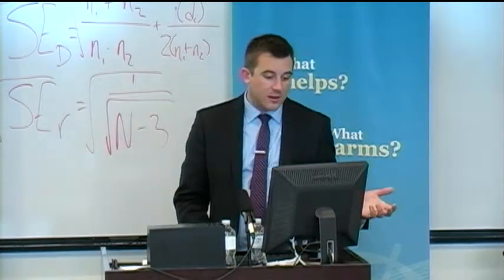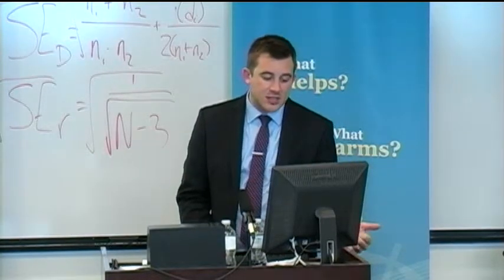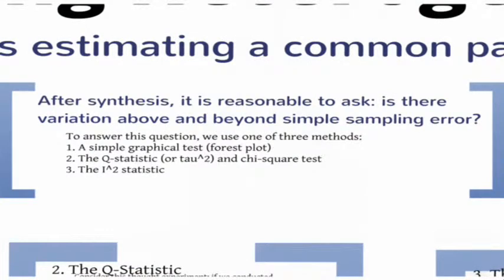So to do that, we can use a simple graphical test using a forest plot, and I'll show you a forest plot maybe for the first time for some of you. We calculate the Q statistic, and it's another hypothesis test, unfortunately. And we could also calculate the I-squared statistic, okay?